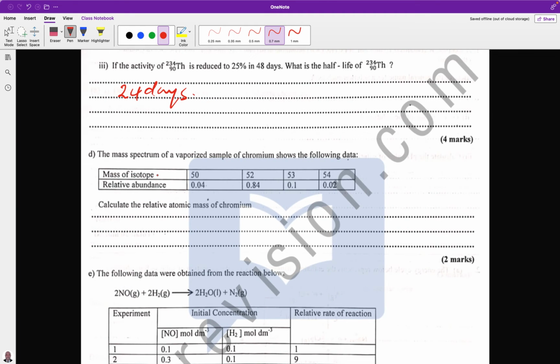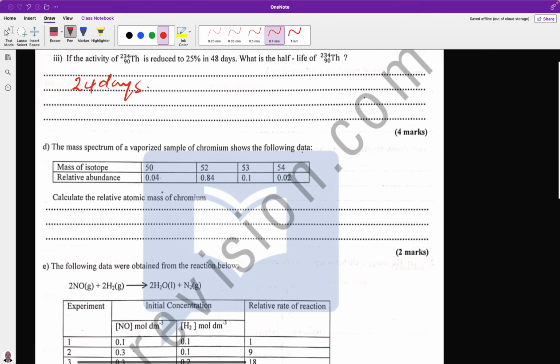Okay, the mass spectrum of a vaporized sample of chromium shows the following data. The mass of isotope is 50, 52, 53, and 54. The relative abundances are there. Calculate the relative atomic mass of chromium.